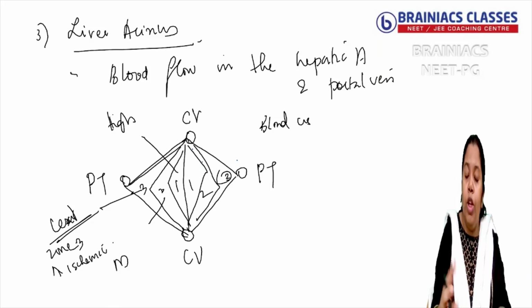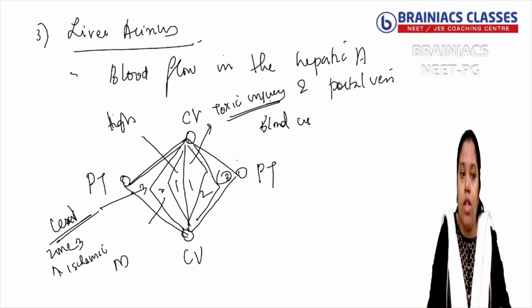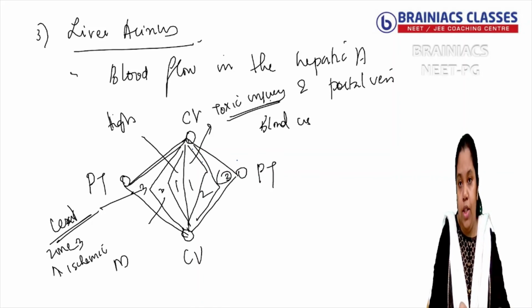Okay, what about the toxic injuries? The toxic injuries will be more in zone 1. Toxic injuries will be more in zone 1. Okay, so this is about the liver architectures. So 3 architectures we have discussed.